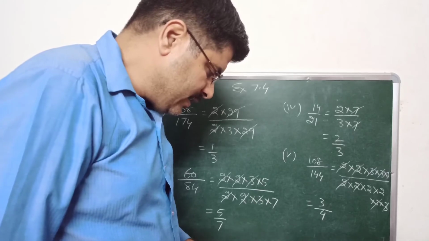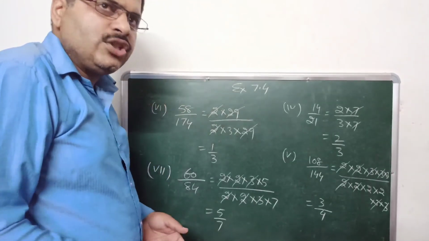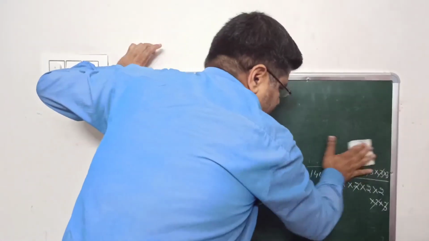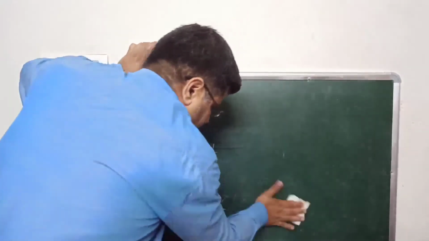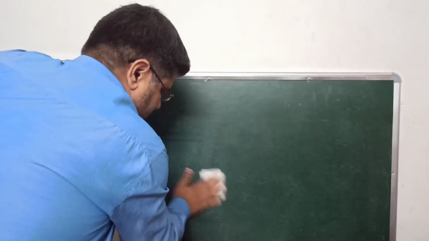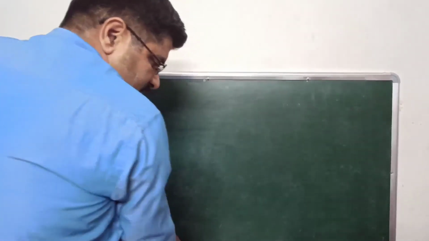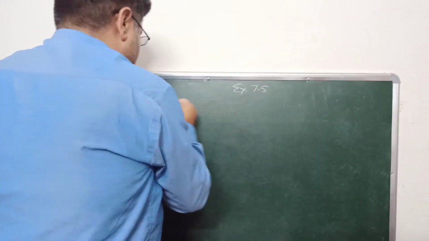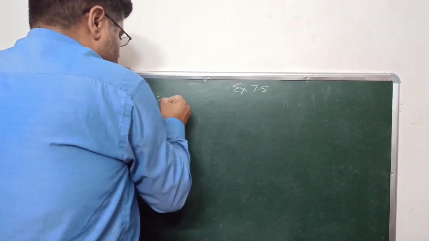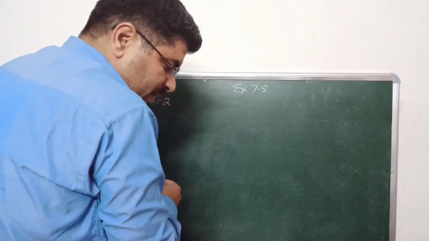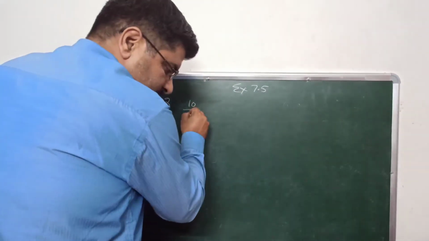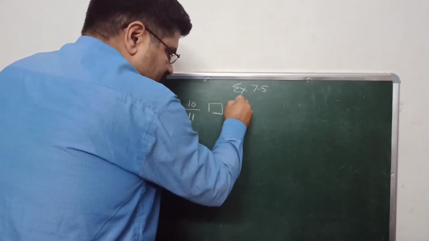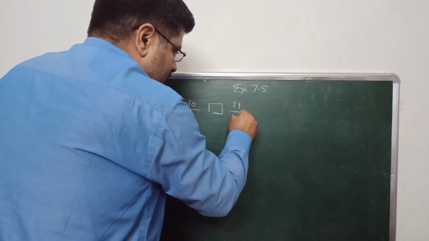Exercise 7.5, and let us take question number 2. Question number 2. Compare the following. 10 upon 11, and here we have to do the comparison with 11 upon 19.